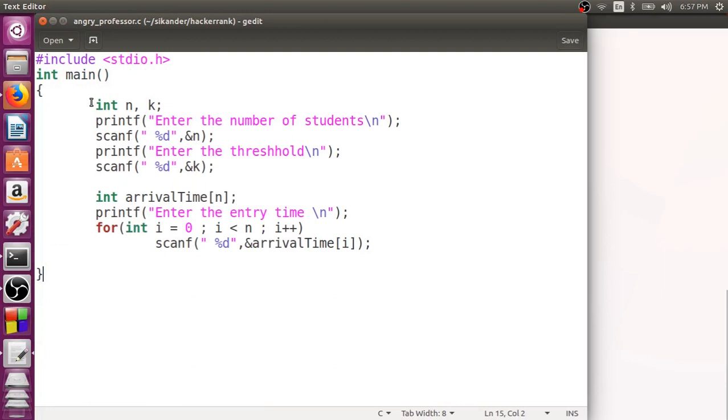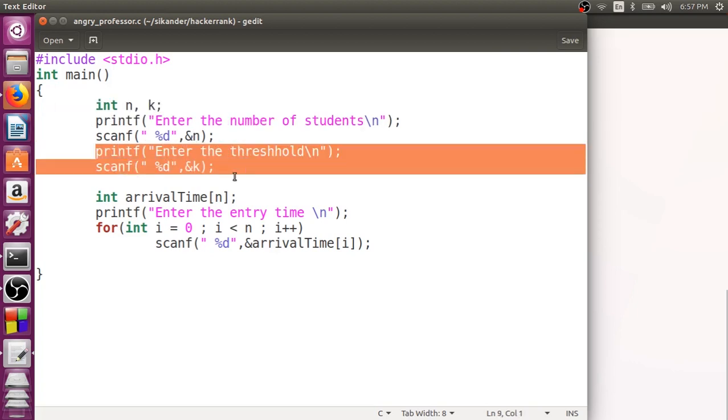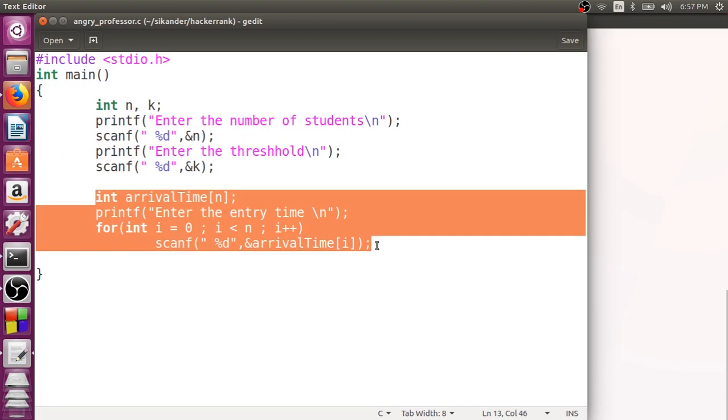First, I have written the code to read the inputs. The first input is the total strength of the class. Then the next input is the threshold, and then the entry time of the students. Now our job is to count the number of people present in the class at the beginning of the class.